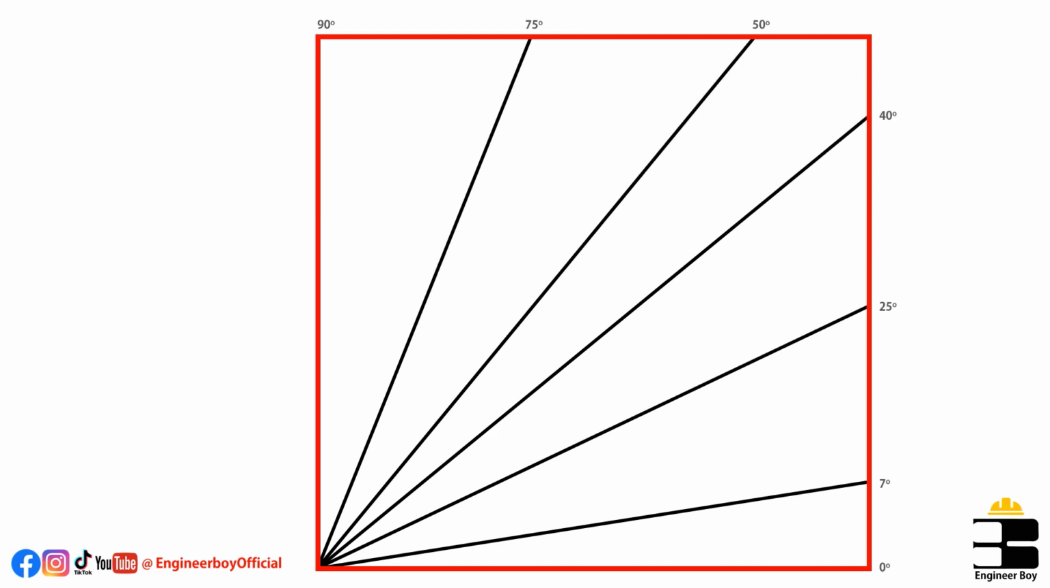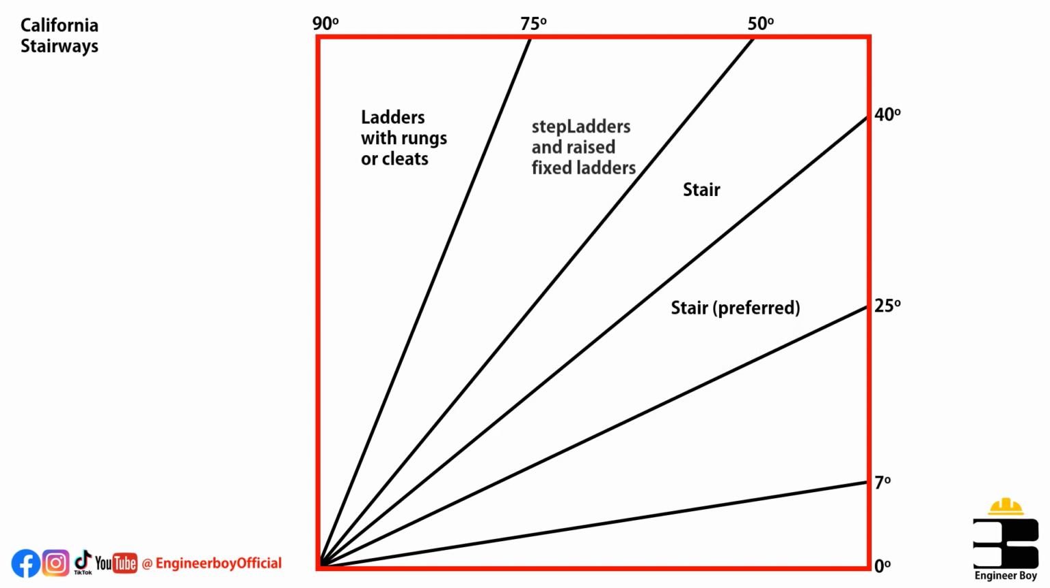Also, if slope is more than 40 degrees, then ladders are recommended. And ramps are just considered good if slope, or you can say the pitch, is less than 25 degrees.